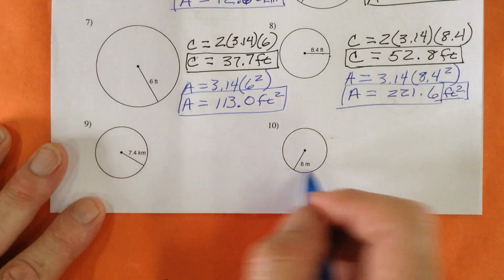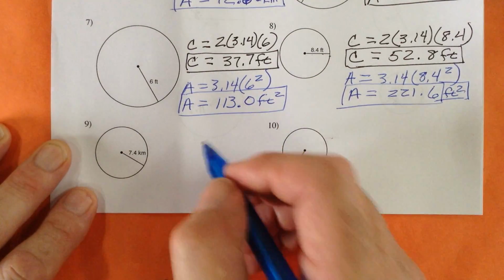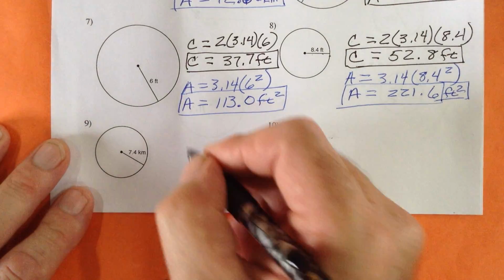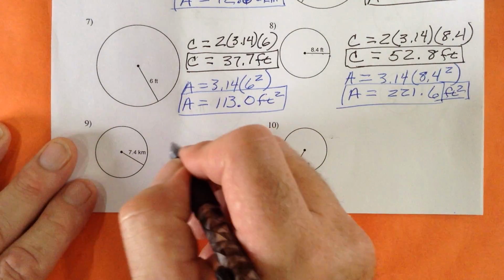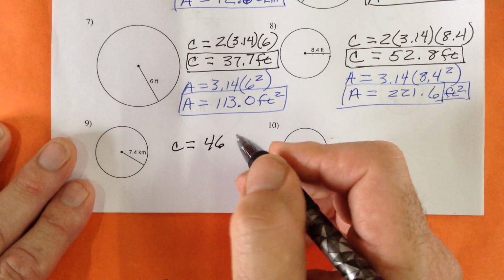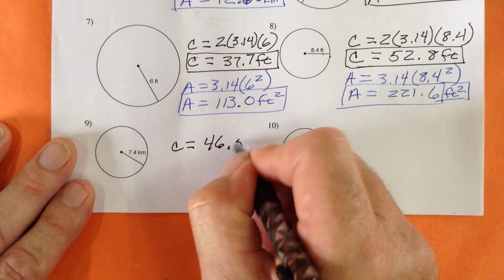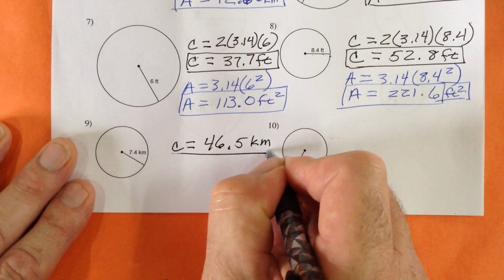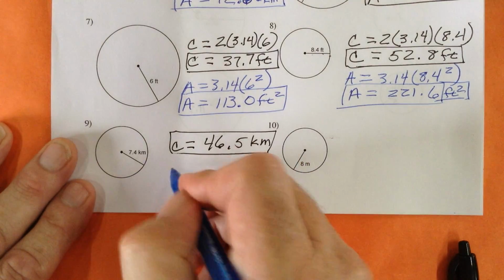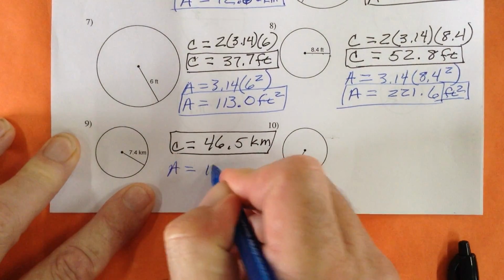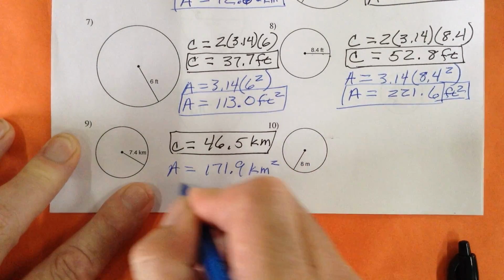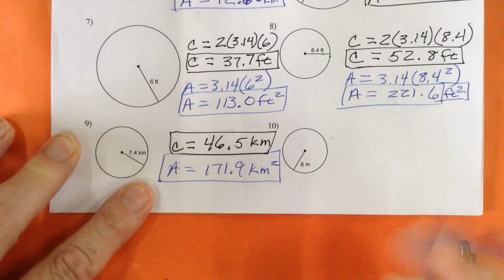And then the last two, I'm just going to, you put the numbers in and see if you can get it. But the last two on this section, and then I'll do the back page on the next video. The circumference, I ended up with 446.5 kilometers. And the area, I ended up with 171.9 kilometers squared. So check and make sure I did it right.